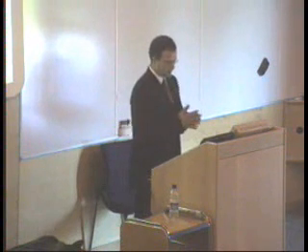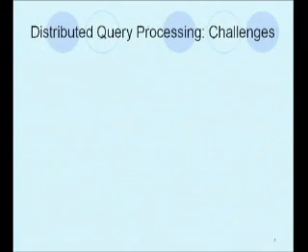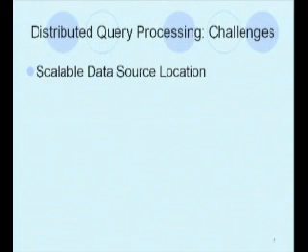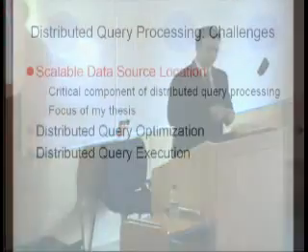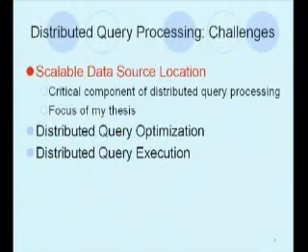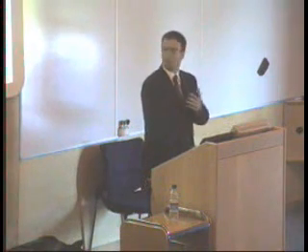So there are many challenges to doing that. One of them is security, authentication, interface agreements, and all this. My thesis has focused on the problem of scalable data source location in distributed systems. And I think this is a critical component for building a distributed query processing system at internet scale. And it's the first step before doing distributed query optimization and distributed query execution. And I'm going to talk about this problem and try to illustrate it.